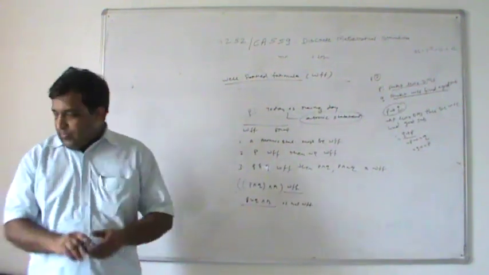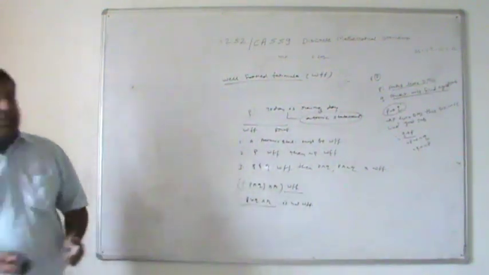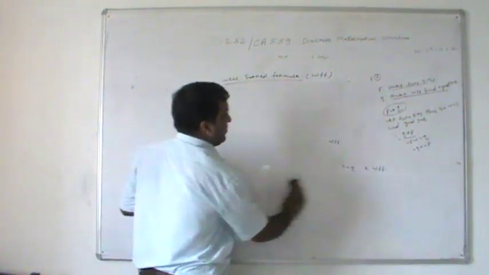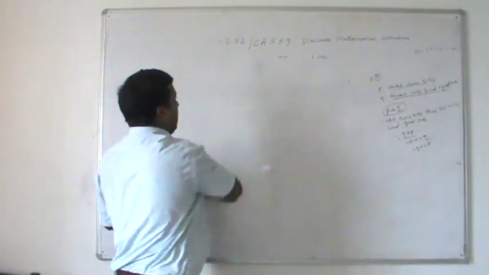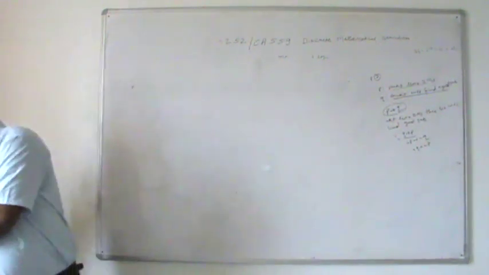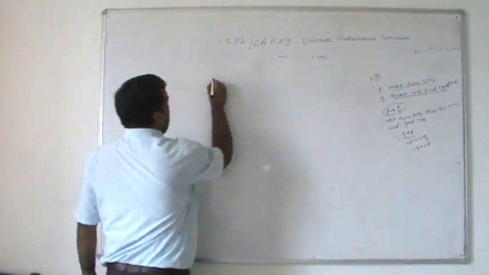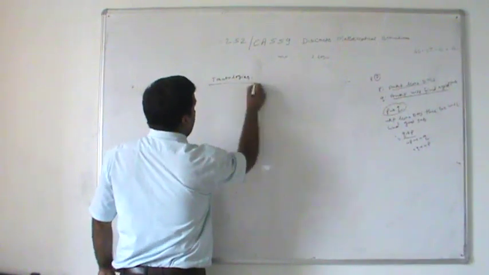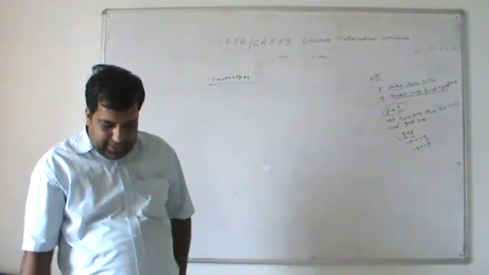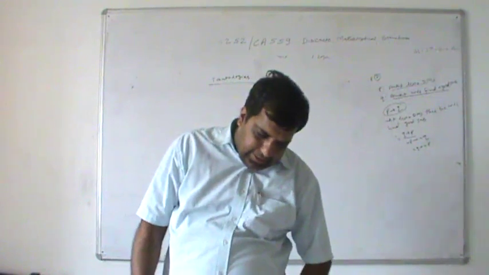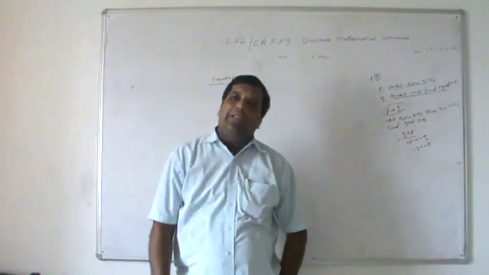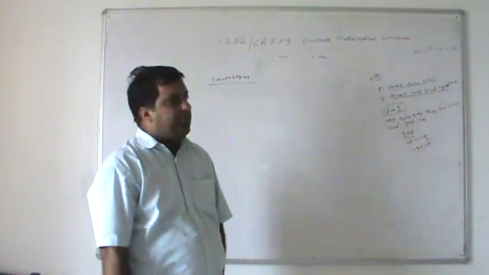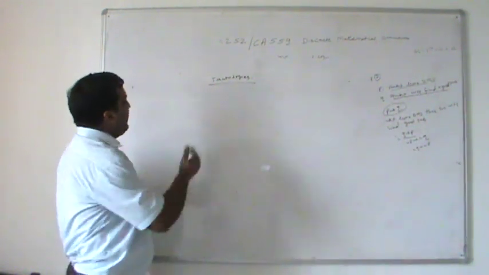So now, next we can discuss the topic, the tautology. Tautology means a statement that generates the truth value of true for all the combinations. That is called a tautology. So we can take one example.